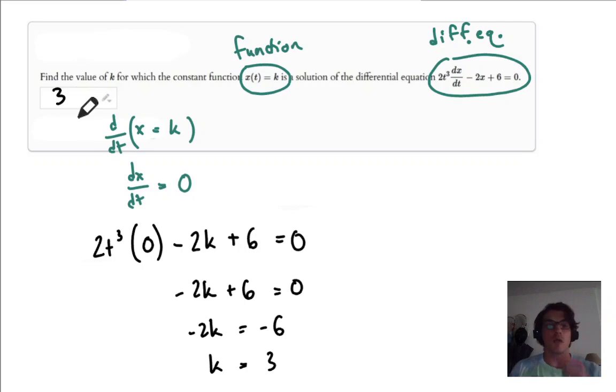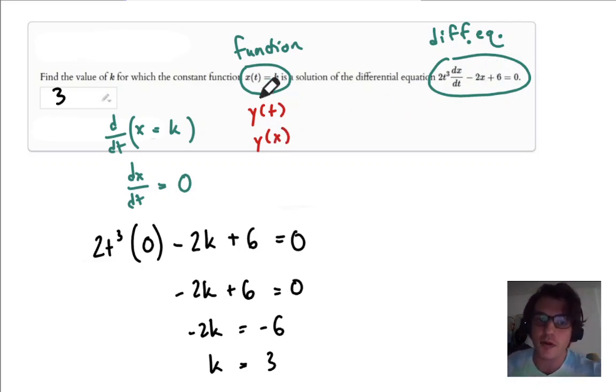Okay. Really, that's that on this problem. I think it might be worth noting that x of t written like this is the same thing as y of t or y of x. Whenever we see x by itself, we can replace it with whatever x of t was.